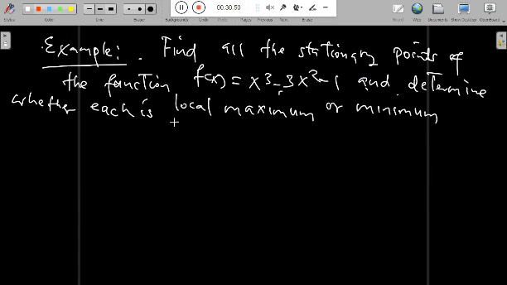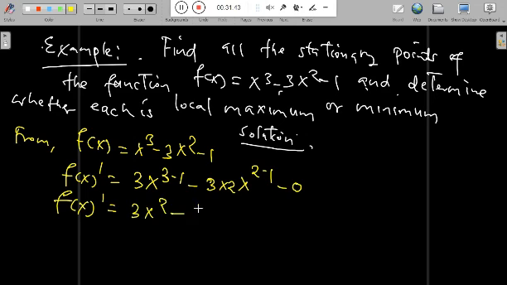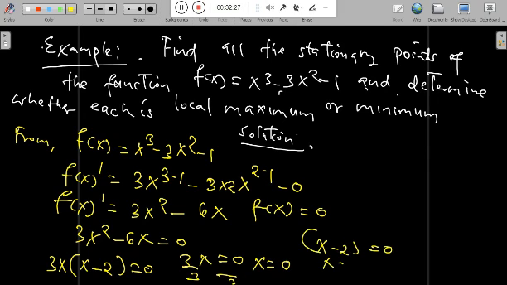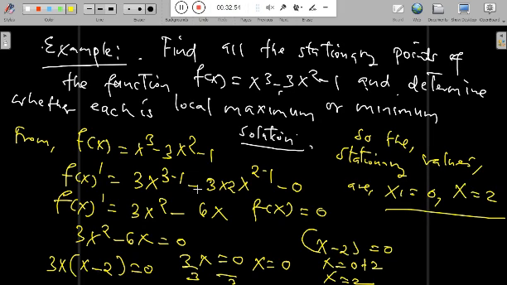So let's look at the last example for more understanding. For example, find all the stationary points of the function f(x) = x cubed minus 3x squared minus 1, and determine whether each is a local maximum or minimum. The first step, we apply the first order derivative test, which gives 3x squared minus 6x equals 0. So we factor out 3x and find the values of x.